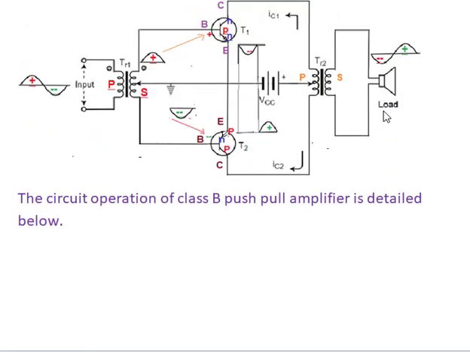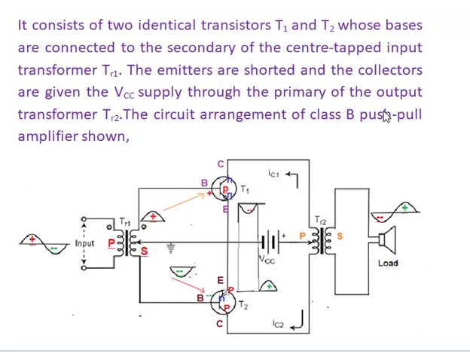It consists of two transistors, T1 and T2. T1 is the NPN transistor, T2 is the PNP transistor. We know well that there are two types of transistor, NPN and PNP. The transistor consists of three terminals: emitter, base, and collector.